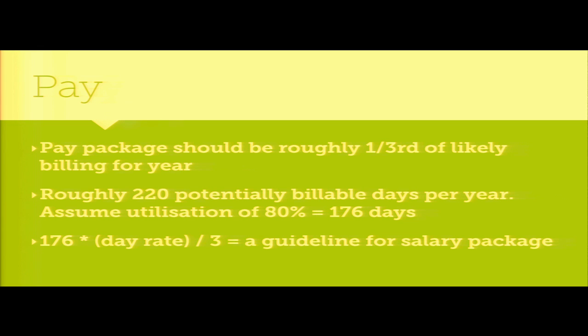So this is a good rule of thumb. This is not an absolute rule, it's a rule of thumb. But the pay package for staff should be roughly a third of their likely billing for a year. I'll come on to why in a moment. There's a quick formula there, but essentially it's saying 176 days times the day rate divided by 3 gives you a good rule of thumb guideline. There are many other things that you may want to factor into that, but that gives a fairly good guideline.